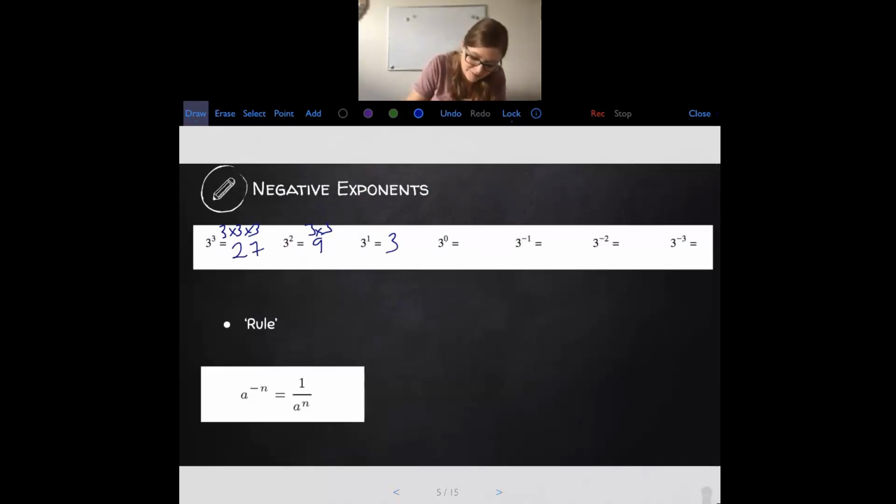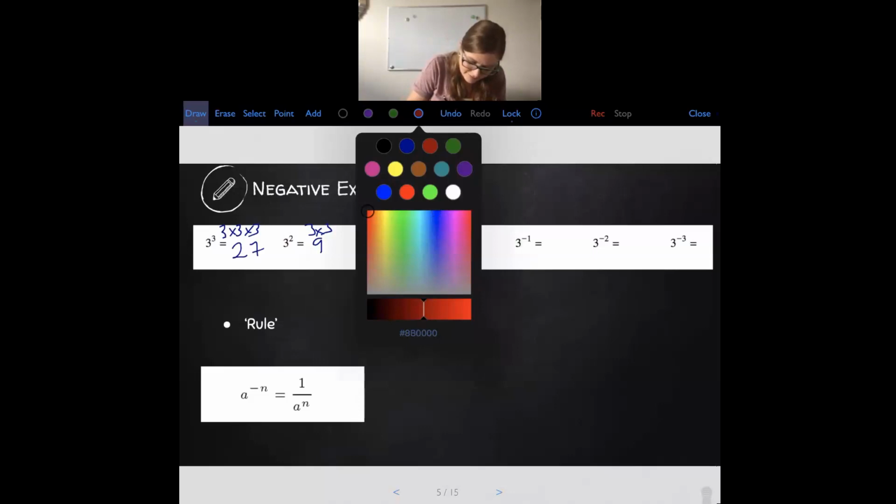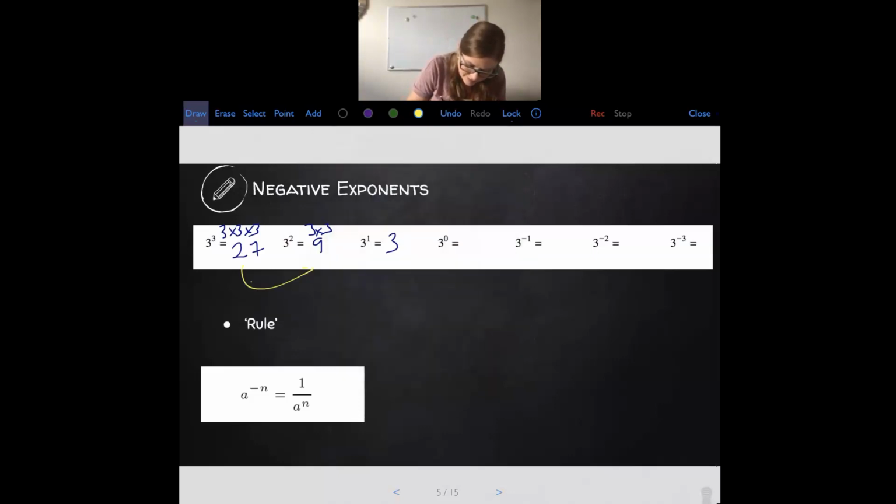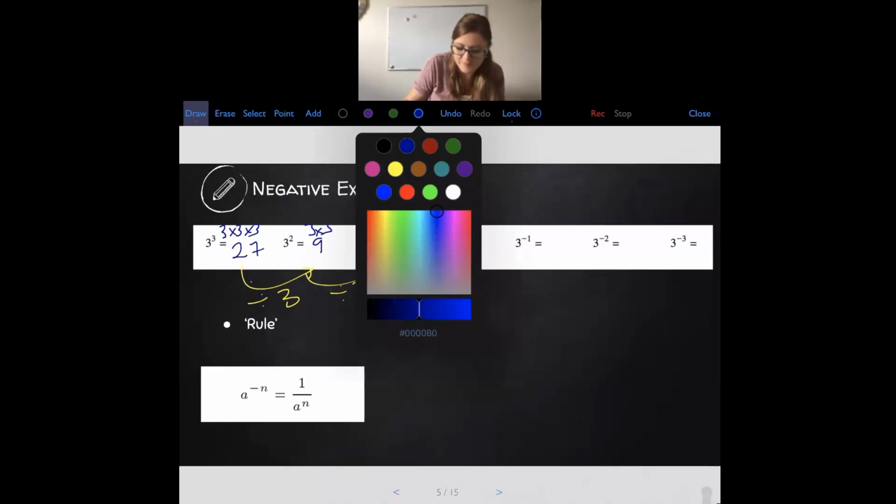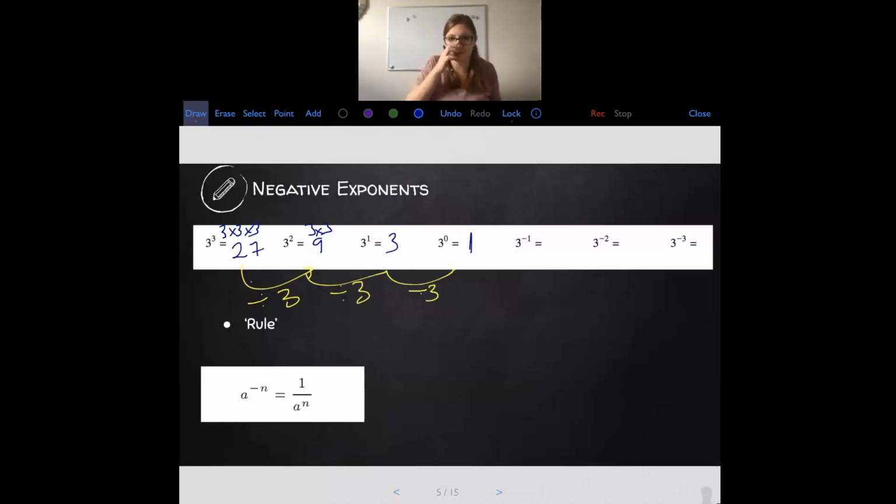First, notice the pattern here, that to get from one to the other, we divide by 3. So if we divide 3 by 3, we're going to get just 1. And that pattern is going to continue. So if we divide 1 by 3, we get 1/3, which is the same as 3 to the -1st power. This means 1 over 3 squared, which is 1 over 9. And 3 to the -3rd is 1 over 27, or 1 over 3 cubed, and 3 cubed is 27.